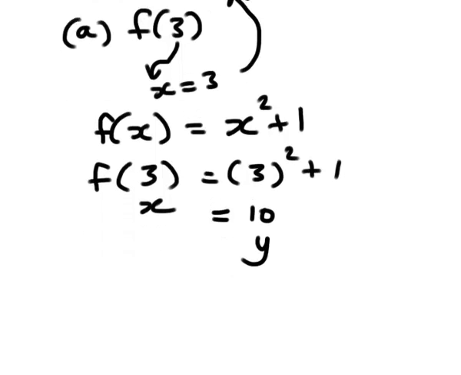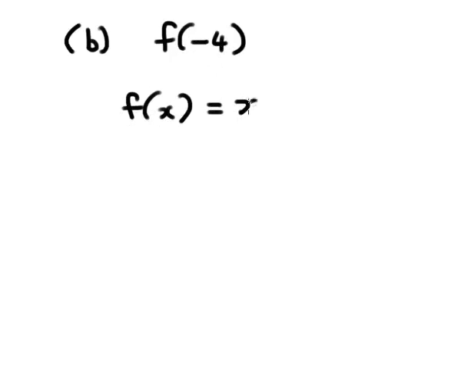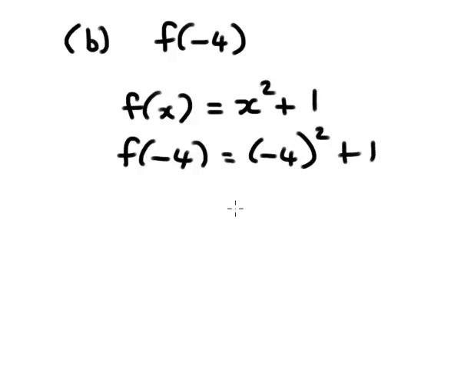You can't believe, like in calculus, how important this is. Number B, have a look at this. What if we wanted f(-4)? Well, the rule they always give you is f(x) is x squared plus 1. So f(-4) is (-4) squared plus 1, which is 16 plus 1, which is 17. So there's your y value corresponding to x equals -4.